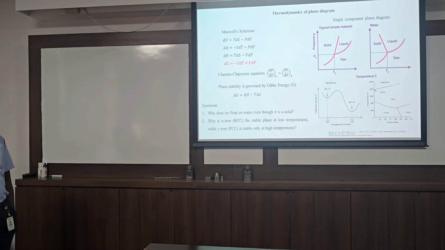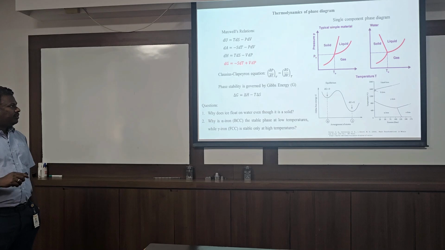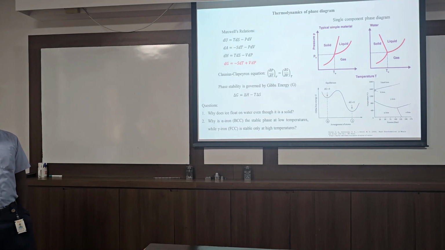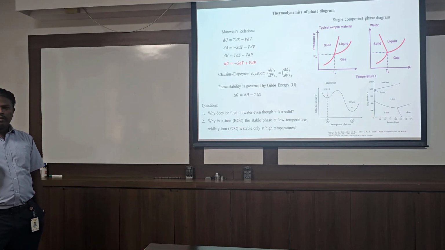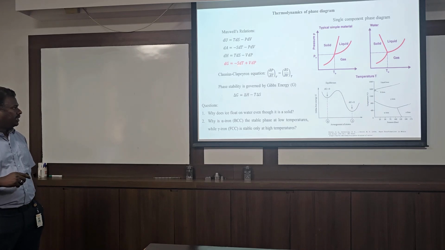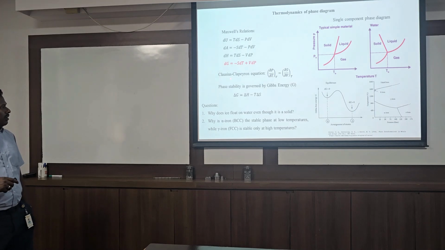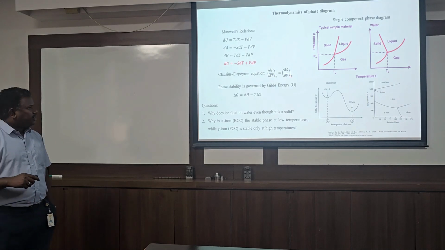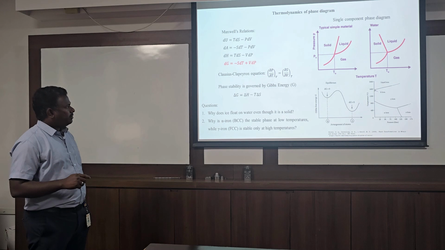Here basically we change three conditions: temperature, pressure, and composition. Composition I am not writing here, since we are dealing with a single component system. If you vary the temperature, pressure and composition, how the free energy will change is given by this equation, which is a function of entropy and volume. Just before going to this classical Clapeyron equation, I will show you something here.